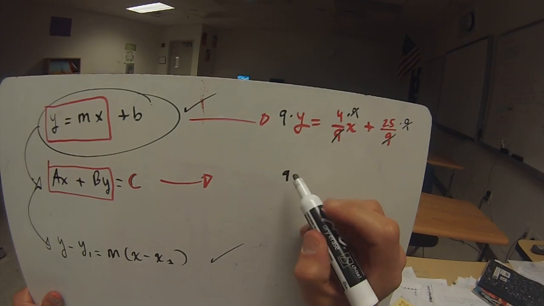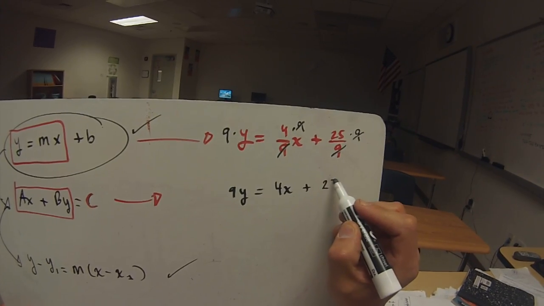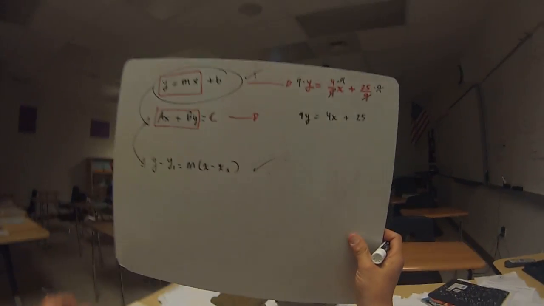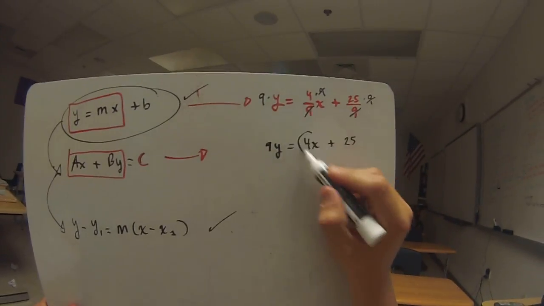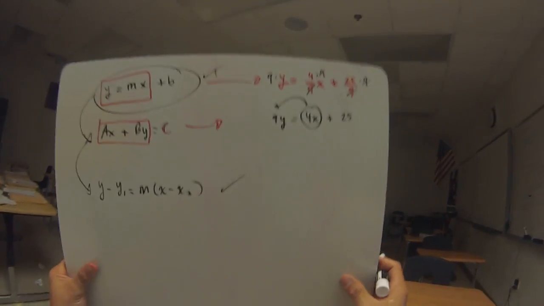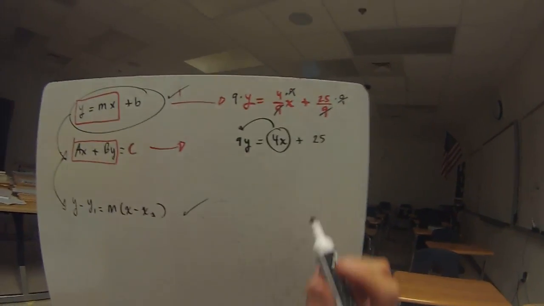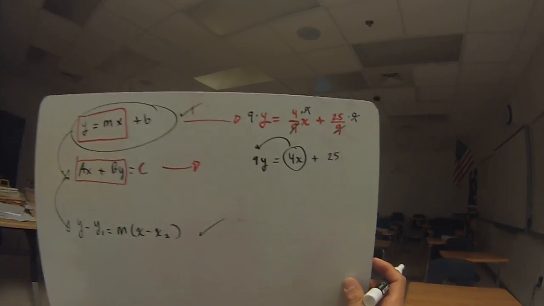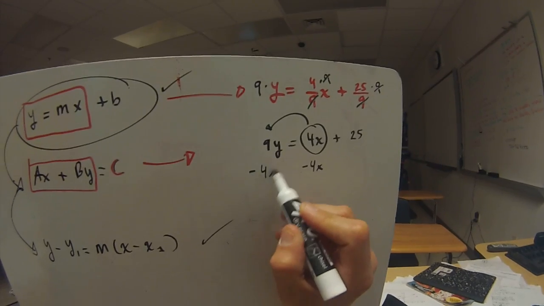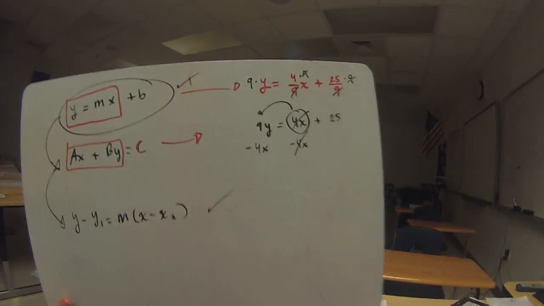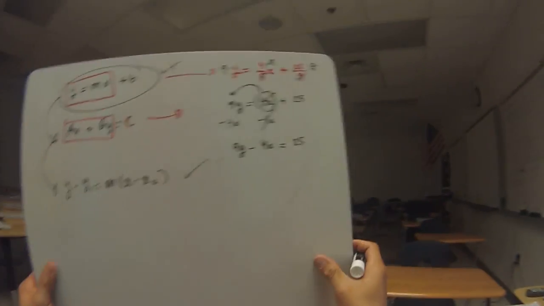You're left with 9y equals 4x plus 25, sorry. Now that we have this done, we want to move this term. This is a term, right? Remember that terms are separated by a plus or a minus. There's two terms on this side, 4x and 25, because they're separated by a plus sign. 4x is positive, so bring it to the other side. It means you subtract it. This will cross out, and now you have 9y minus 4x equals 25.